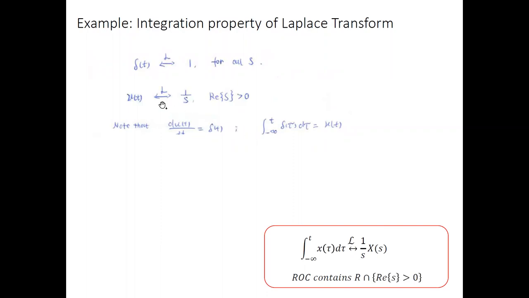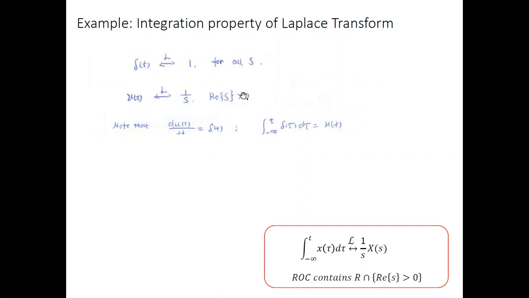And then because of that, the Laplace transform of u of t is the Laplace transform of delta divided by s, so 1 divided by s. Now look at the region of convergence. Let's first look at R intersecting real part of s larger than zero. In this example, R is the region of convergence of the signal above, which is all the s. And then it intersects real part of s larger than zero. The result is real part of s larger than zero, because this is a smaller set. It's a subset of all the s.